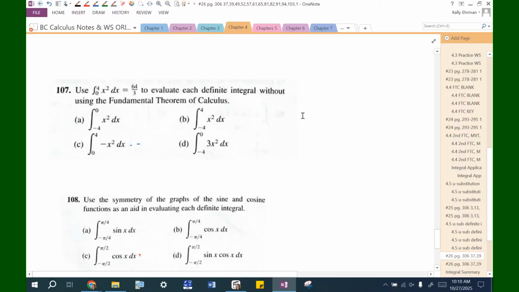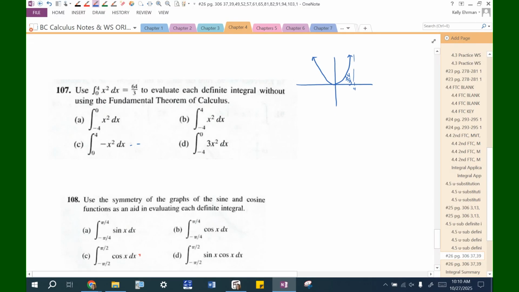All right. Use the integral from 0 to 4 of x squared dx equals 64 over 3 to evaluate each definite integral without using the fundamental theorem of calculus. So what they mean by that is they don't want me to find the antiderivative and do all of the work by hand. They want me to use even and odd functions again. So this is the graph of x squared, which is a nice classic even function. And what they've shown me is the area from 0 to 4 is 64 over 3.